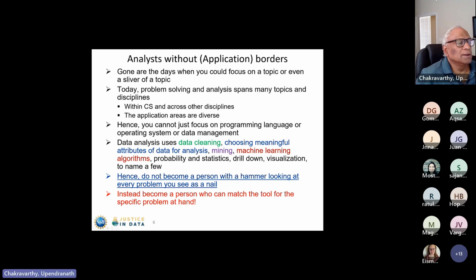So my advice to a lot of students who do this is, do not become a person with a hammer looking for a nail. If you have a hammer, everything looks like a nail. Instead, become a person who can match the tool for the specific problem. This is the most difficult part of it. So this is where you have to consciously make sure that you are doing the right thing and not just applying what you know, but what is actually needed.